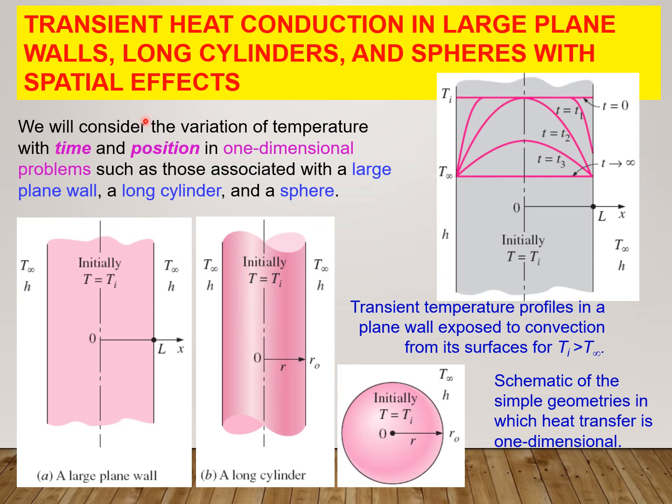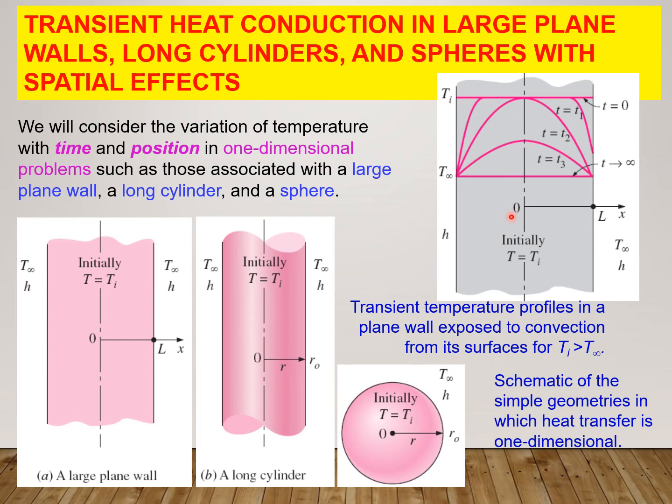The plane wall is symmetrical about its center, that is x equal to 0. The cylinder is symmetrical about its center line r equal to 0, and the sphere is symmetrical about its center point r equal to 0. We neglect the radiation heat transfer between those bodies and the surrounding surfaces, or we incorporate the radiation effect into the convection heat transfer coefficient. The variation of temperature profile with time in the plane wall is illustrated in the figure.